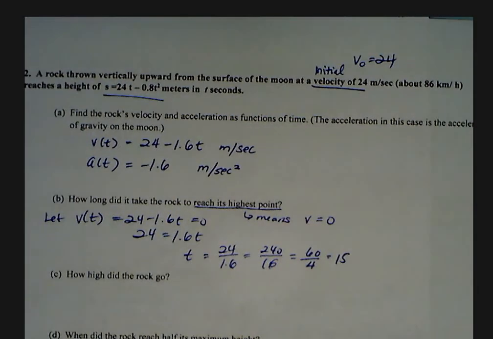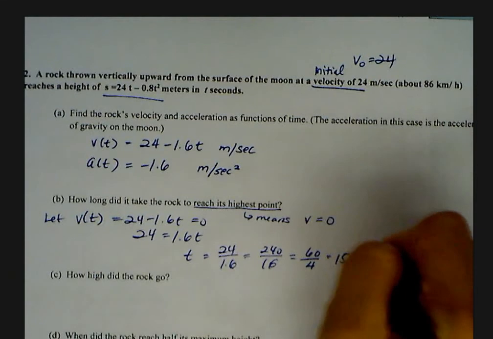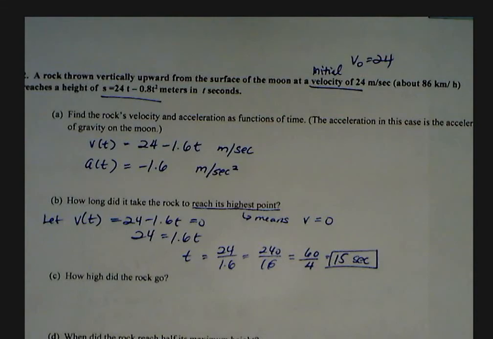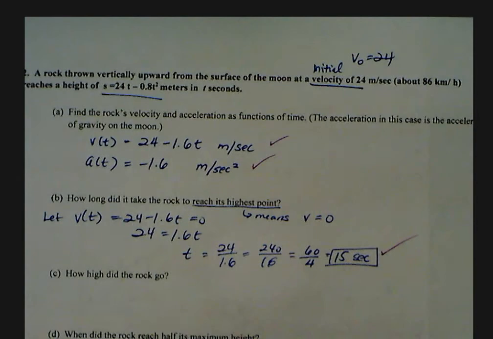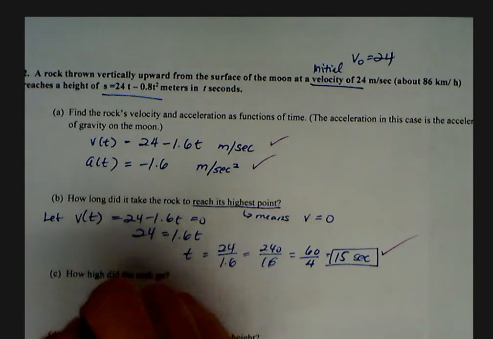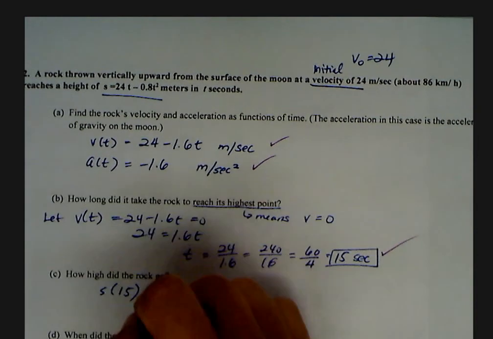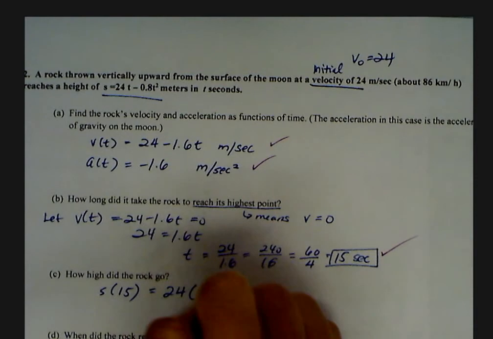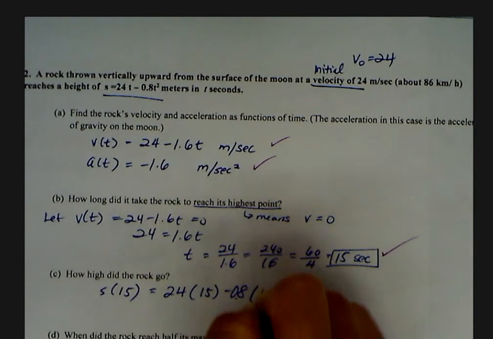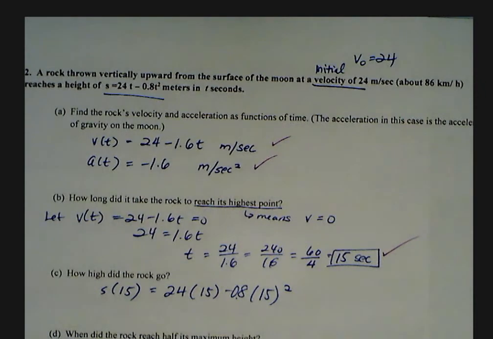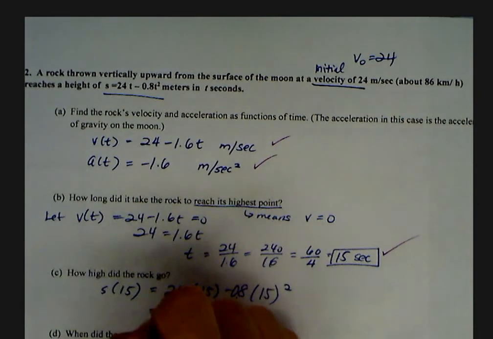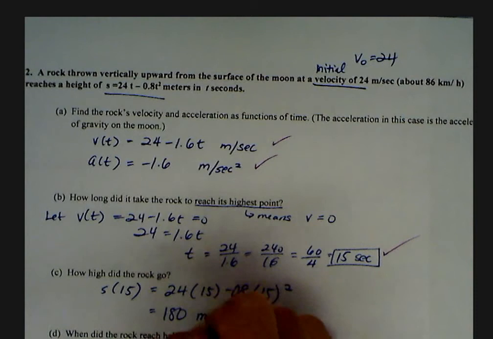So it's going to be 15 seconds. After 15 seconds, it took 15 seconds for the rock to reach its highest point. How far did the rock go? How high did the rock go? Well, the highest point is at 15 seconds. So how high is it after 15 seconds, right? So it's 24 times 15 minus 0.8 times 15 squared. You got 180? So 180 meters is how high it went.